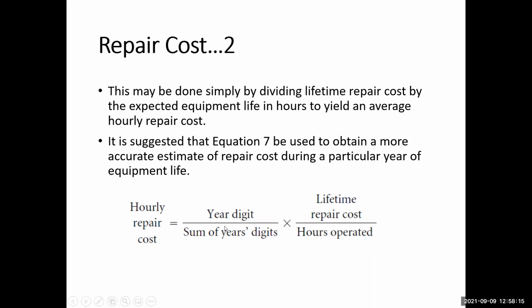If it is for 5 years, we will use 15 in the denominator. And for the first year, we will use 1. In the case of depreciation, for the first year we will use the last digit in the descending order, that means it was 5. Whereas in this case, we will consider the repair costs much lower in the earlier years and much higher in the later years. Therefore, we can even use this formula for the hourly repair cost to calculate the repair cost in a particular year.